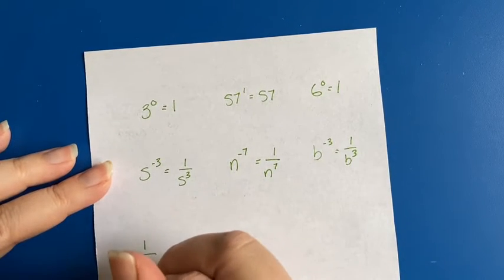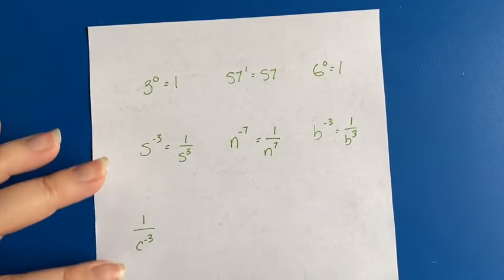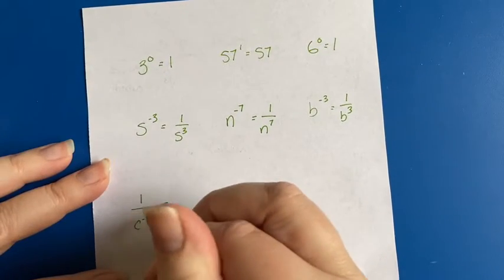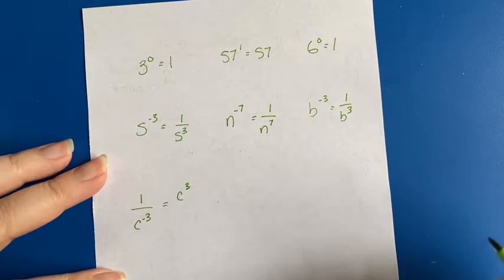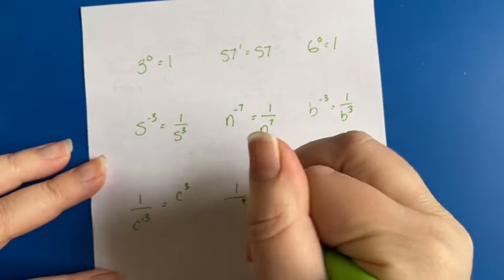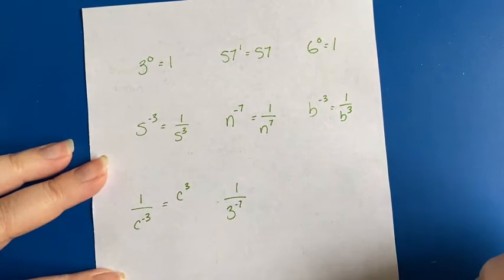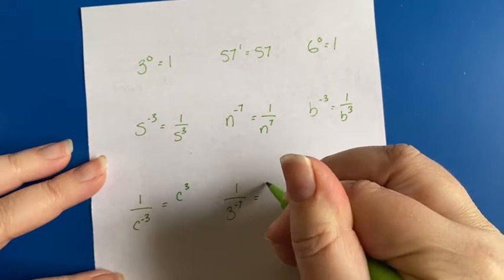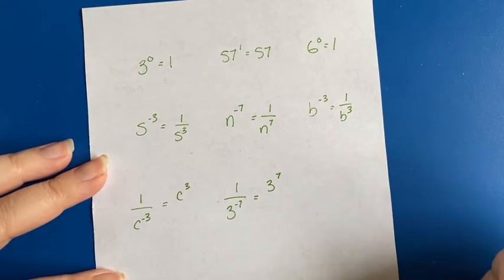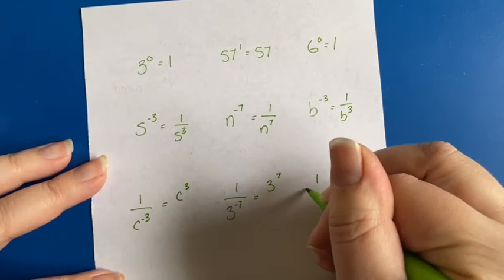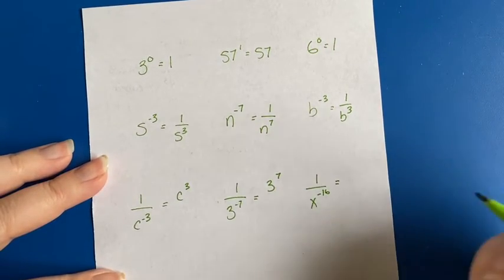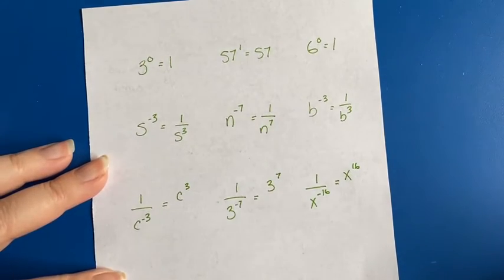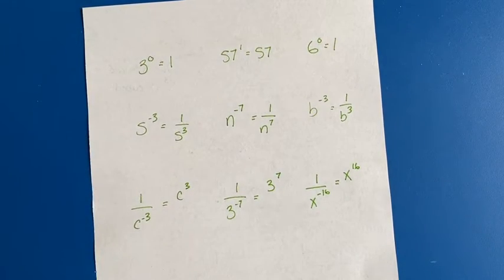If you had 1 over c to the negative 3rd power, you would move it across the fraction line. Now it's upstairs, and it's c to the positive 3rd power. If you had 1 over 3 to the negative 7th power, you would move it across the line, and it would come up to the numerator and be 3 to the power of 7, which we could figure out. And lastly, if we had 1 over x to the negative 16th power, let's just go something crazy. It's just x to the power of 16. So those are our basic exponent rules that you're going to want to know.